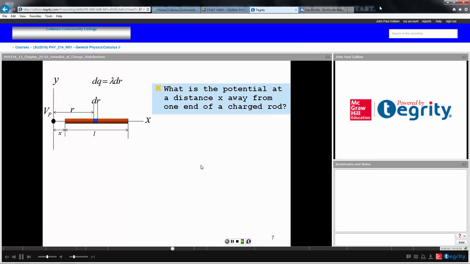Let's try another example. What about the potential a distance x away from the end of a charged rod? That would be k integration dq over r. In this case, our dq is equal to our charge per length, lambda, times dr. So it's dependent on r. Lambda is a constant, so we can take that out of the integral, but we're going to integrate dr over r from one end of the rod to the other end of the rod. It's from x to L plus x.